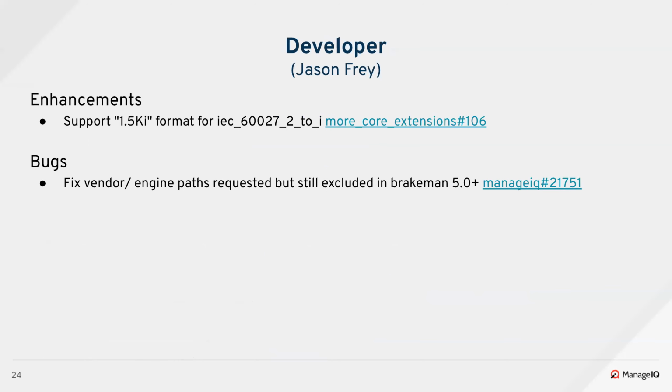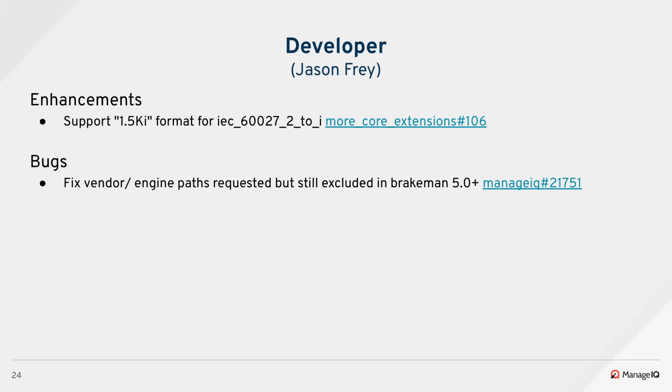Next slide, please. And on the developer side, Adam made a change to the more core extensions gem to support float formats such as 1.5 Ki for that IEC method. I believe this was part of KubeVirt or one of those plugins.